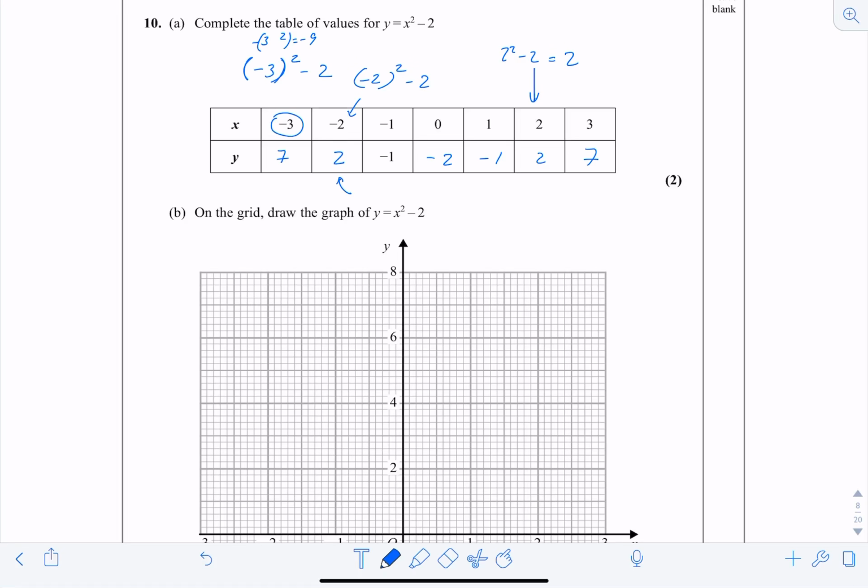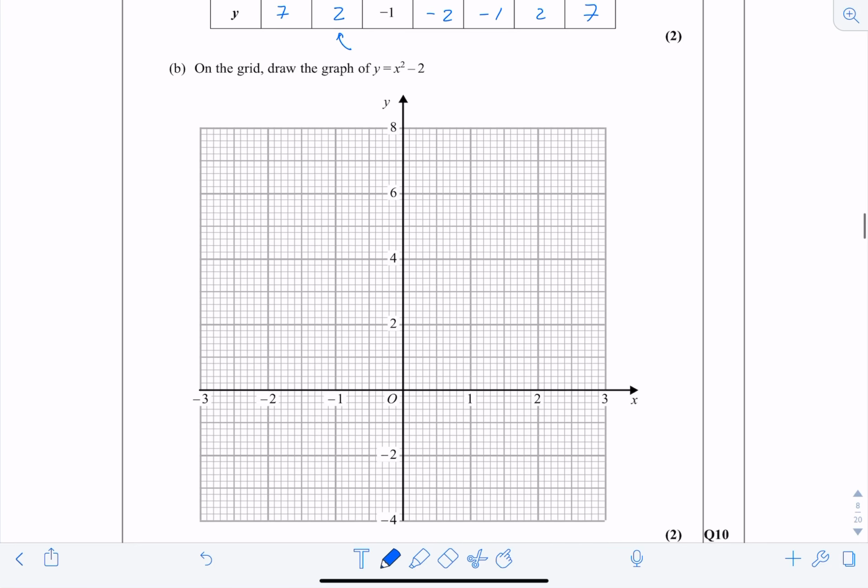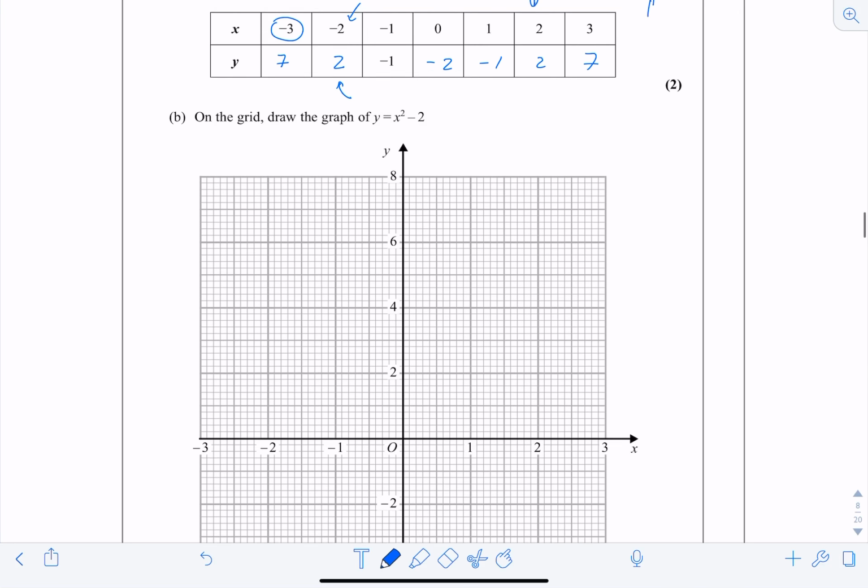Now I know that this is a quadratic, and that means it's going to look like a curve. This kind of shape. So it's symmetrical. Yeah. So if it's not coming out symmetrical, chances are something's going wrong. And now I'm going to draw on my grid.